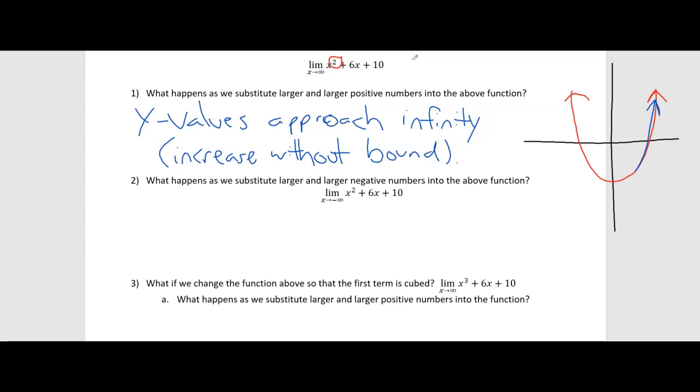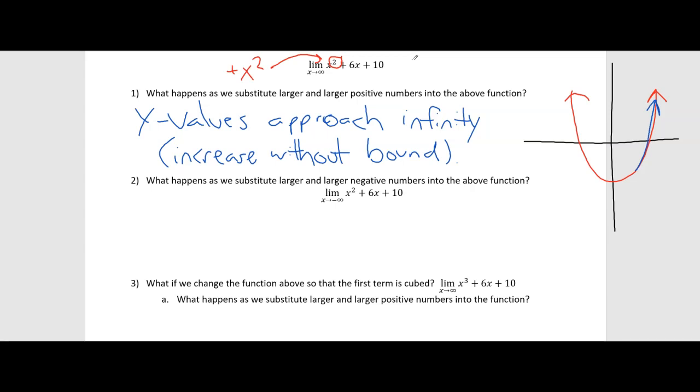So the function would be increasing without bound, or going towards positive infinity on one end and negative infinity on the other end. So that exponent on the leading term can tell us what's going on with the end behaviors, whether they're the same, whether they're different. Now the sign of the first term, right? So this first term is positive x squared.